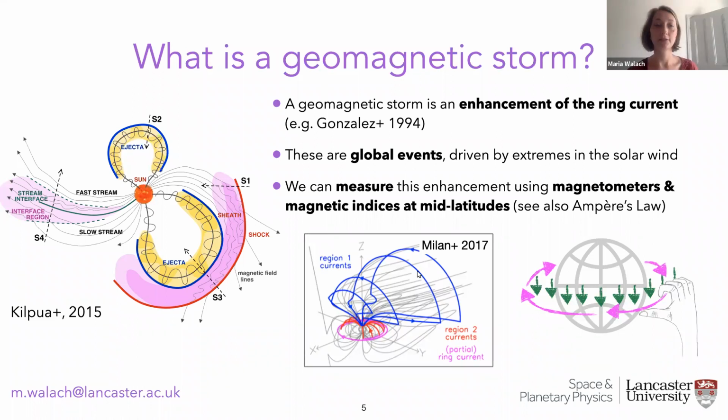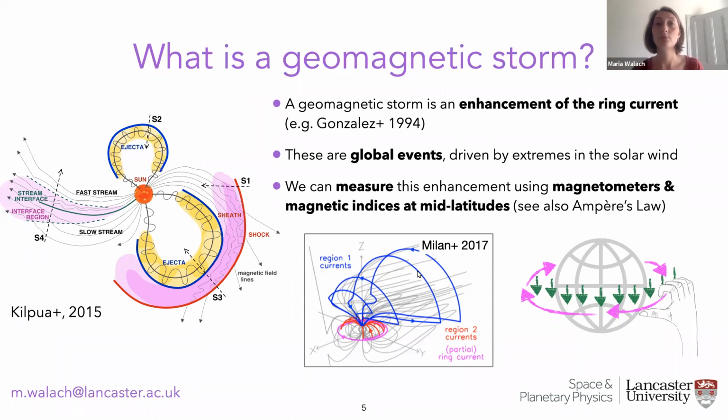In the middle, a schematic from Milan et al. And this is really just to highlight that we do have a global system. What's colored here in pink is the ring current, which connects to the partial ring current on the night side. And this then feeds into region 2 currents. Region 2 currents are connected to region 1 currents. So the whole current system is connected, it's all working together.